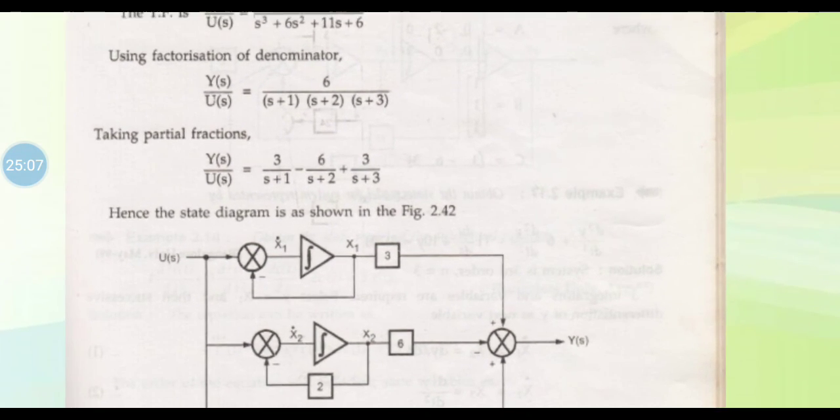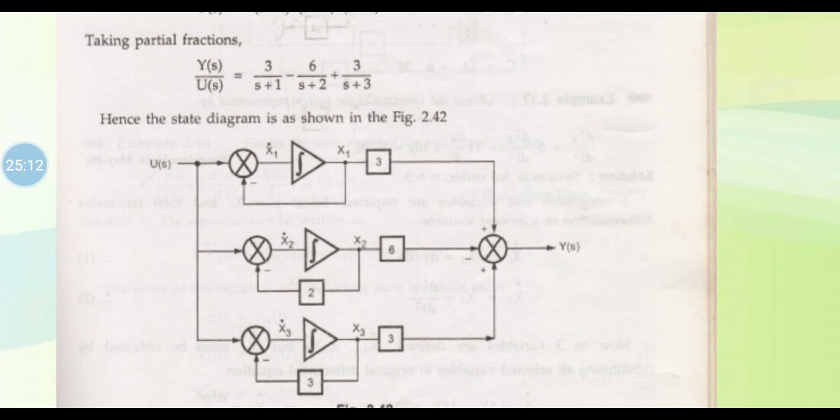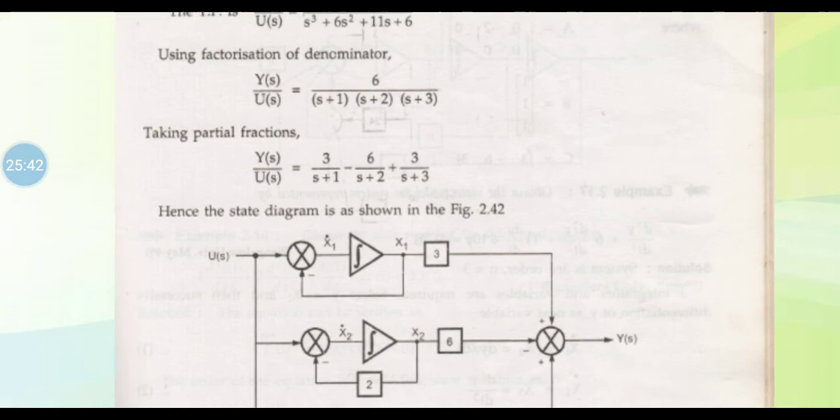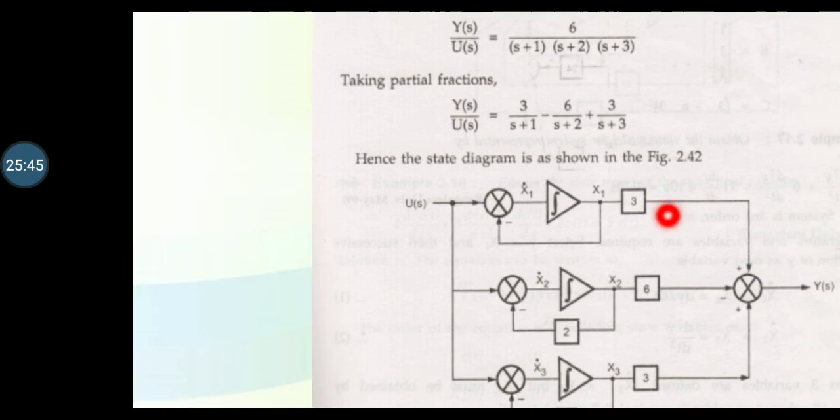So we'll draw the state diagram. What is the state diagram? U of s is the input. Then the first integrator output is x1, second x2, third x3. The input to the first integrator will be x1 dot, input to the second integrator will be x2 dot, and input to the third integrator will be x3 dot. So what we will get is 3 divided by s plus 1. So this will become 3 divided by s plus 1, the first block.